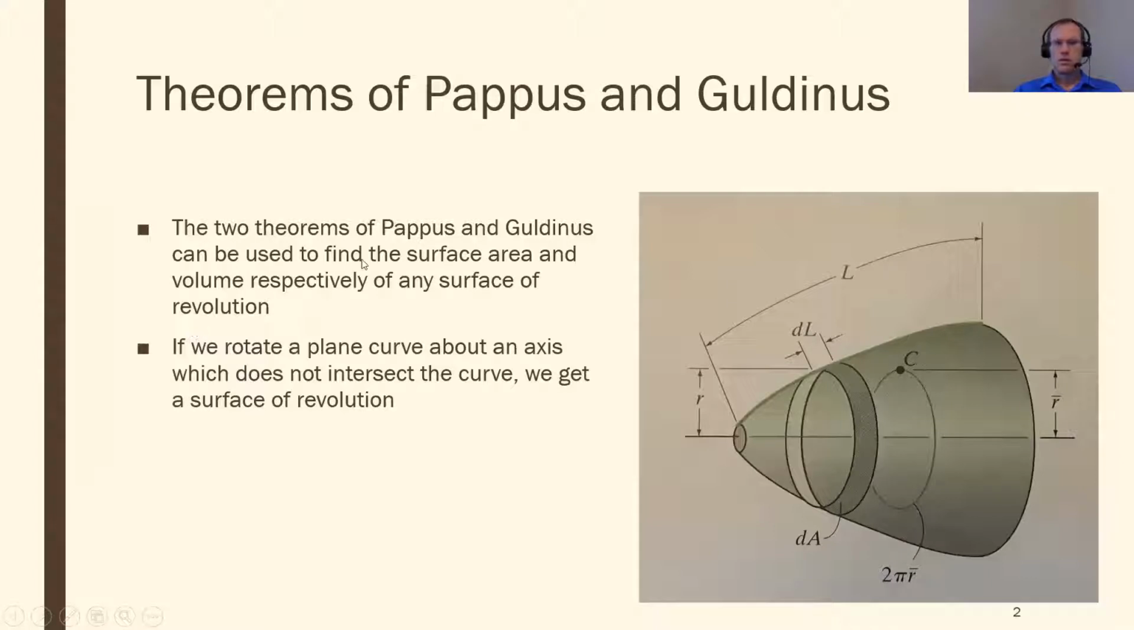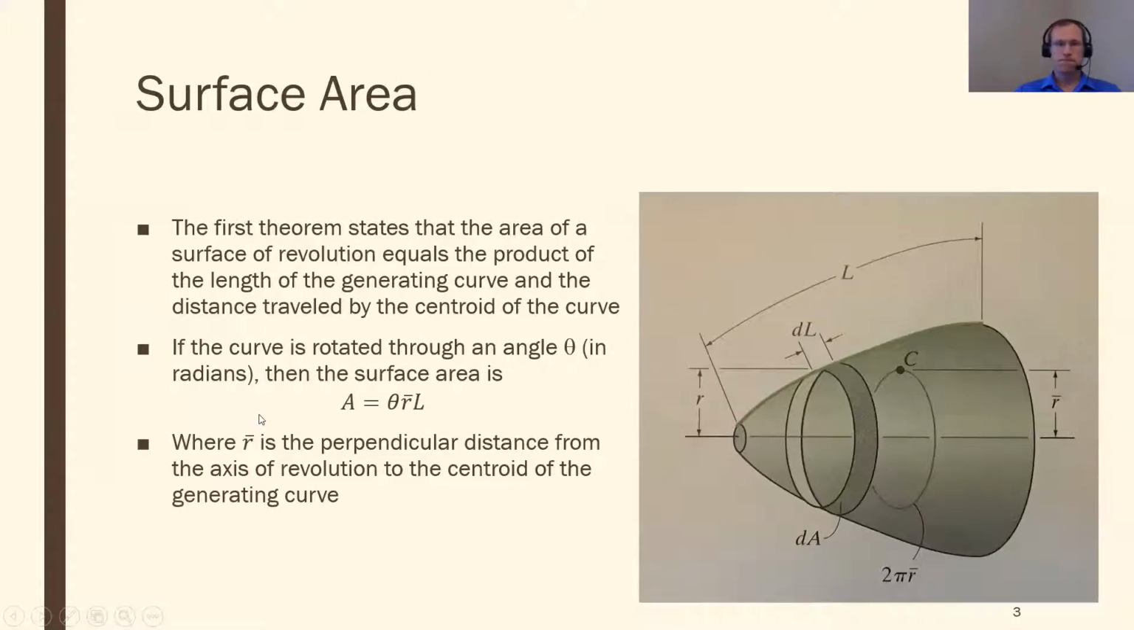So theorems of Pappus and Guldinus, like I said, I can have a line or some area, rotate that around an axis, and that's going to give me some surface area and/or volume. I can find the volume and/or surface area using the centroid and these two theorems. One thing I have to have is that the curve I'm rotating cannot cross the axis. If it crosses the axis, that doesn't work. As long as it stays on one side of the axis, I can rotate it around and find either surface area or volume. So first one is surface area.